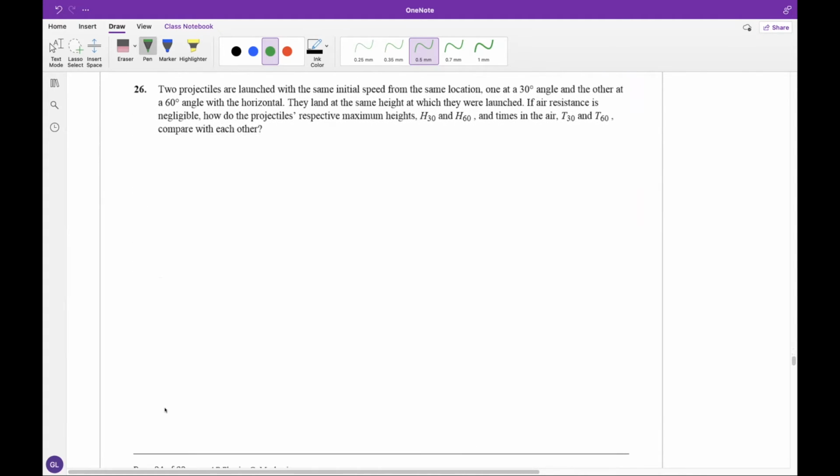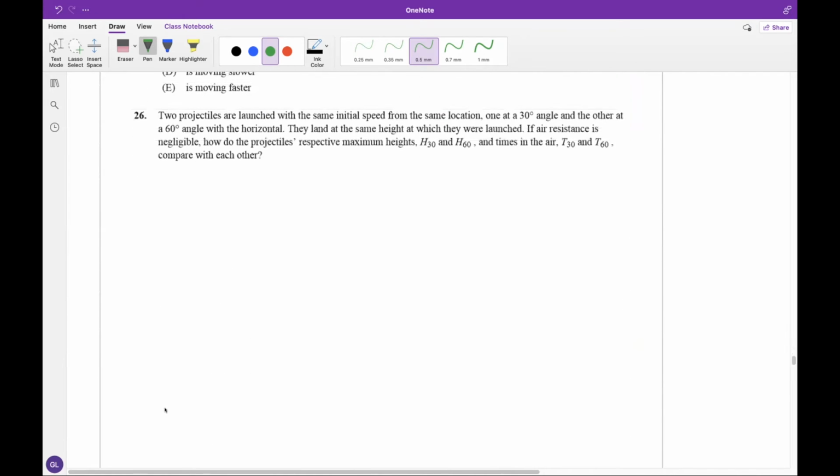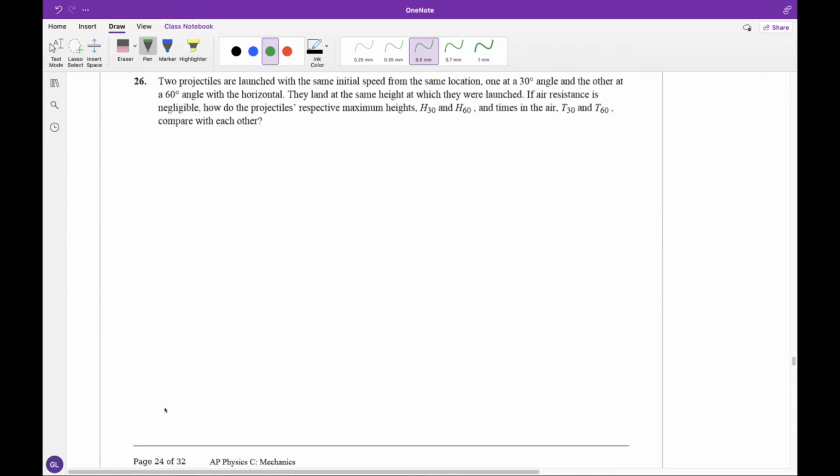We'll skip 26. That's about momentum and energy. Let's go ahead and look at, we'll skip 25. Let's look at 26.